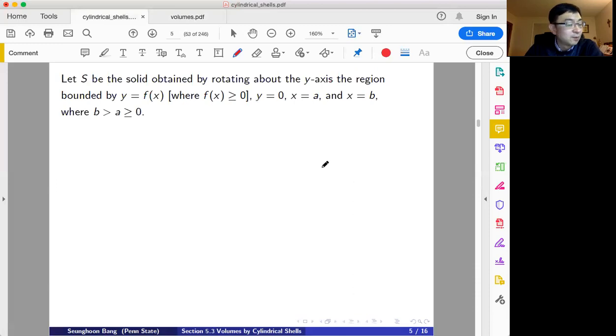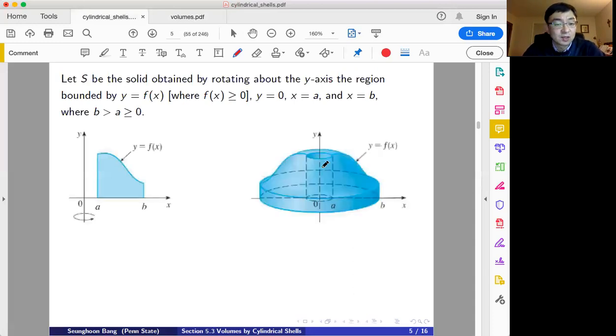So where b is greater than a, and a is greater than or equal to 0, and y is greater than or equal to 0. We have this region, and you have to rotate it about the y-axis. So we have this kind of solid, right? Like this. How can you find its volume? We can use these steps.